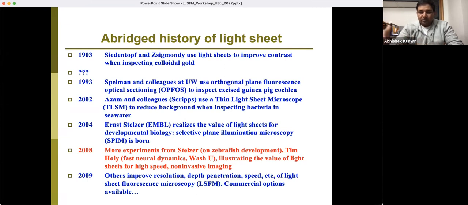Now applications range from cell biology, single particle tracking, lithography, as Professor Mandal showed yesterday, trapping, all the way to neuroscience or imaging developing corals. So there is a broad range of applications now being demonstrated using this modality. So it's very powerful.